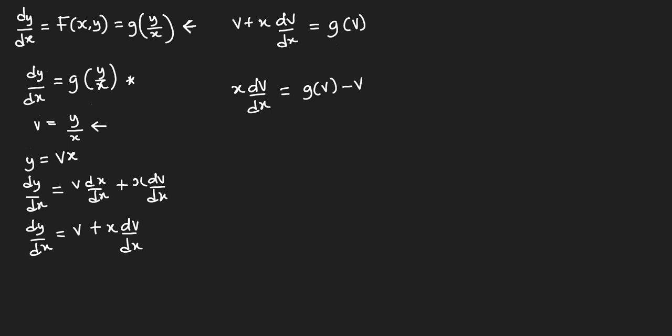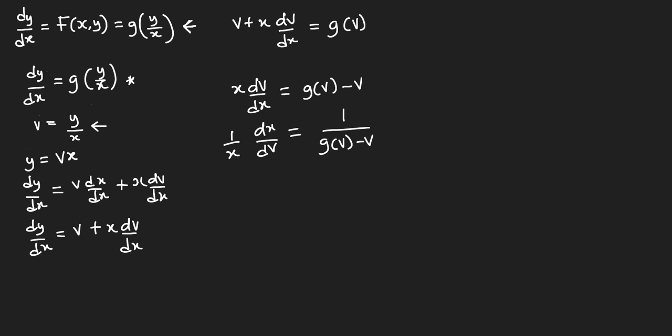minus v. What we would like to do is separation of variables. I would like to group all the terms with x on one side, and all the terms with v on the other side. For this to be easy, I'm going to reverse all the terms in the differential equation. On the left hand side, we have 1 over x dx/dv, and this will be equal to 1 over g of v minus v.